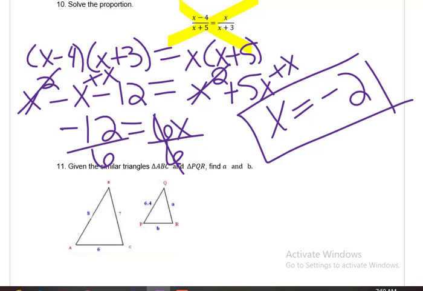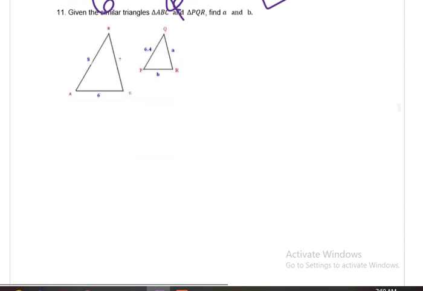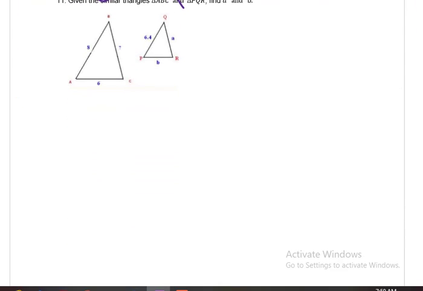Number 11. Given the similar triangles, triangle ABC and triangle PQR, find a and b. What we know is that corresponding sides of similar triangles are proportional. They give us the relationship between the similar sides 8 and 6.4. We're going to find a first. We see that we have 7, which corresponds to a.